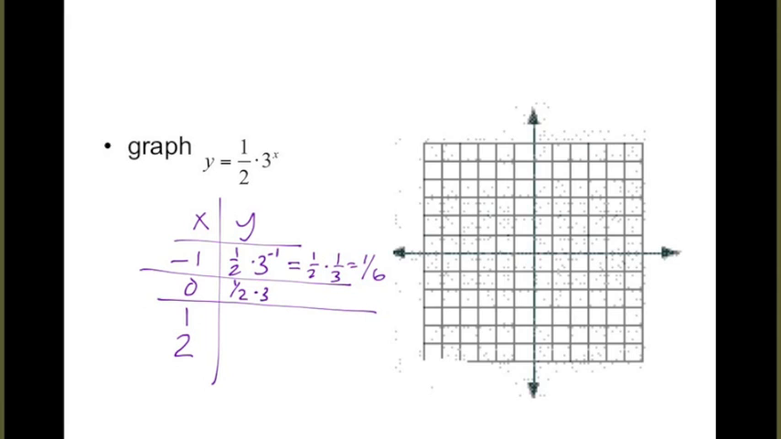1/2 times 3 to the 0. Another exponent property. What's anything to the 0 power? 1. So it'd be 1/2 times 1. And when you plug in 0, you will always just get your front multiplier. Because a number to the 0 power is 1, so we're just going to get that front multiplier anytime that we plug in 0.